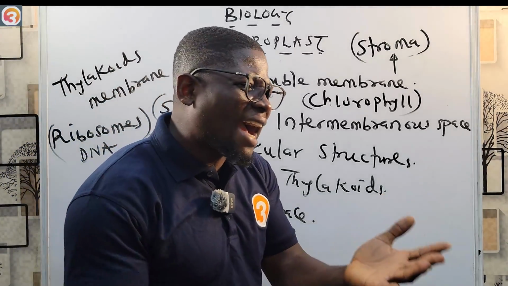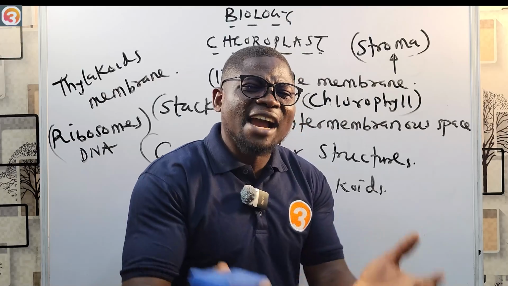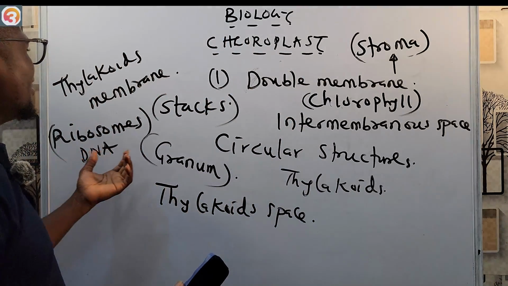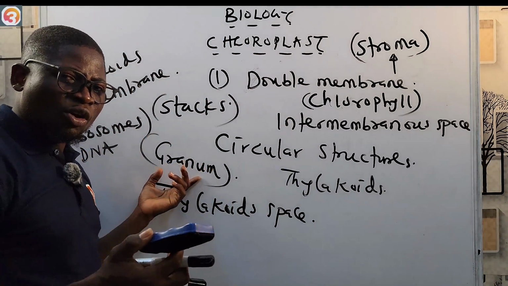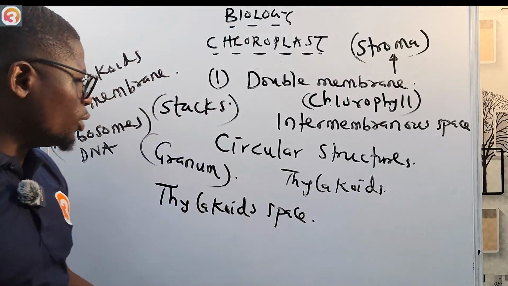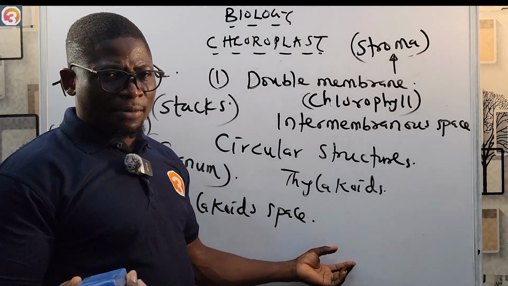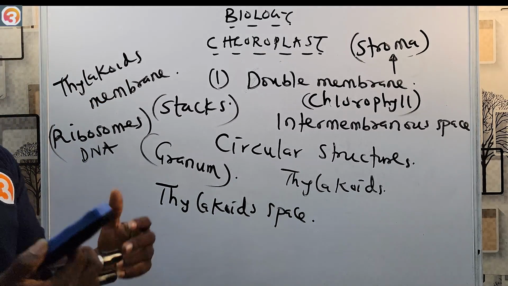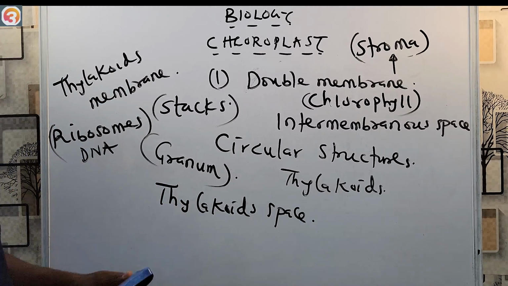All right, then we said that these thylakoids are arranged in stacks that we call the granum. We call them granum. And inside this granum, there are spaces that we call the thylakoid space.